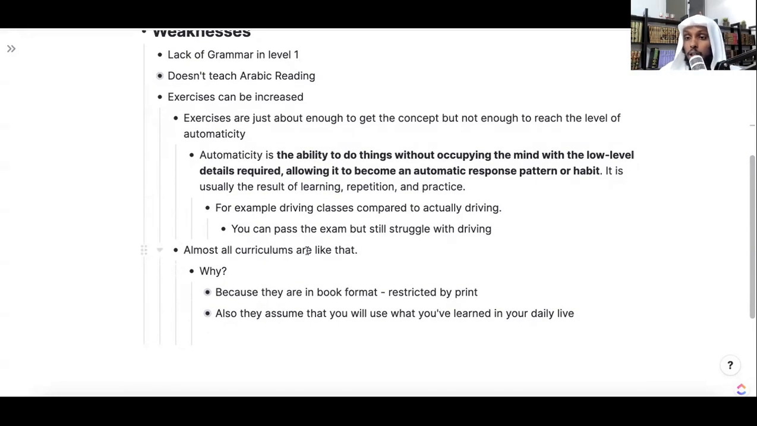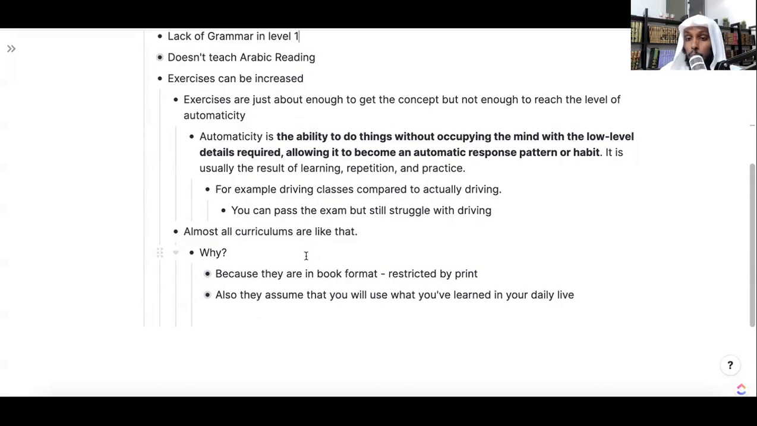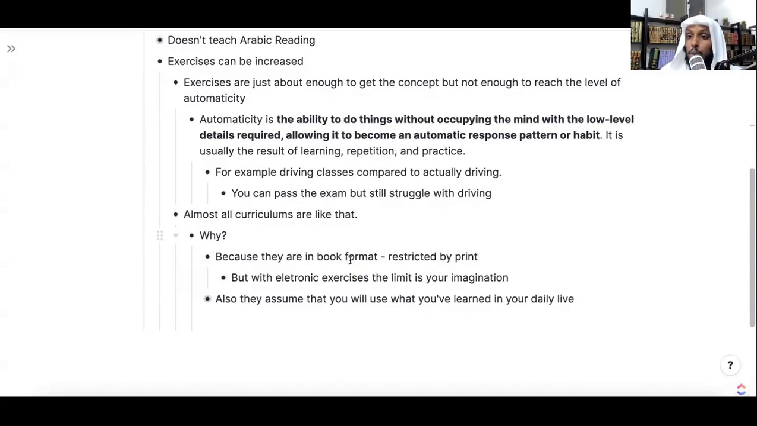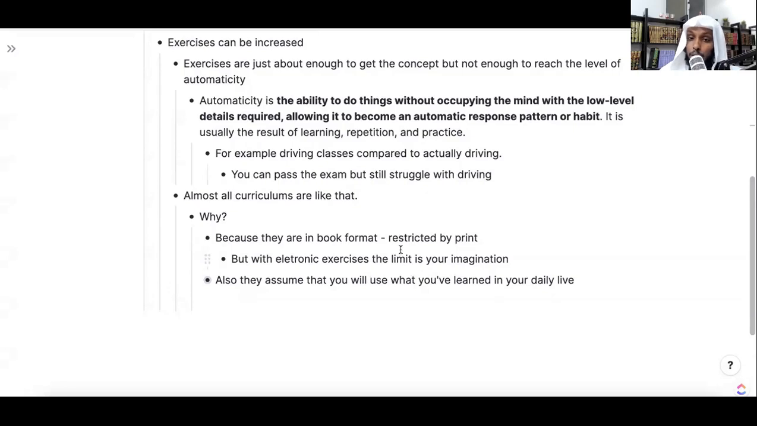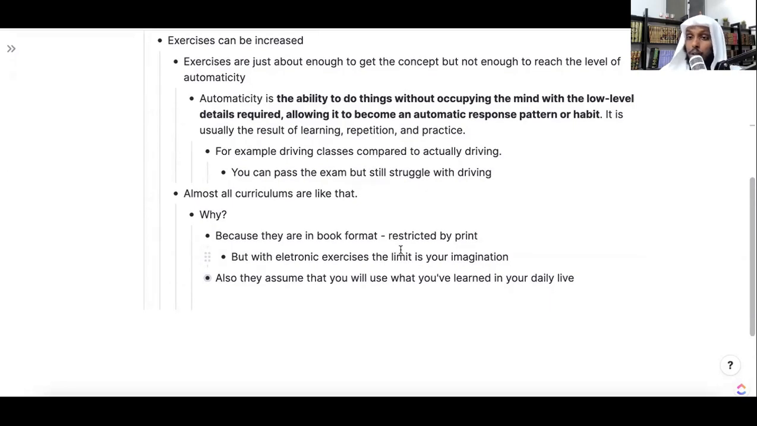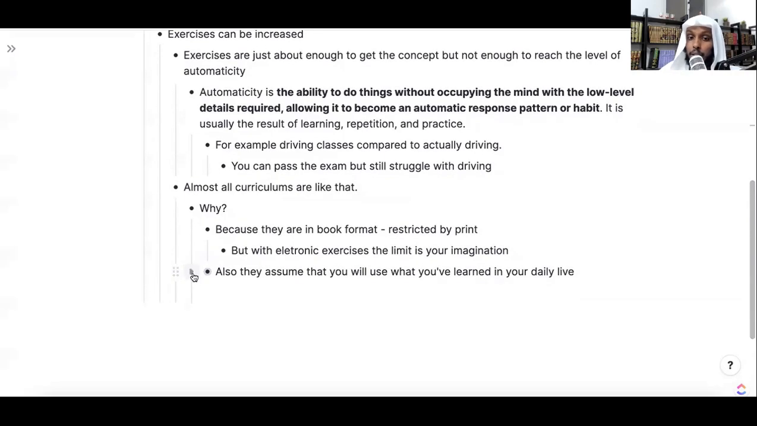The reason why most curriculums are like this is, number one, because they are in book format. They're restricted by print. If they tried to add the amount of exercises that you need, book one would be 5 volumes. But alhamdulillah, with electronic exercises, the limit is our imagination. I can give you an exercise on Google Classroom that's electronic, and it could have 200 questions. You can keep on going until you get tired, and it doesn't take up any space. So this is, alhamdulillah, some of the benefits of technology. They are restricted by print. They can't add too many exercises. They have to make sacrifices because of that. But that's not the case for us.